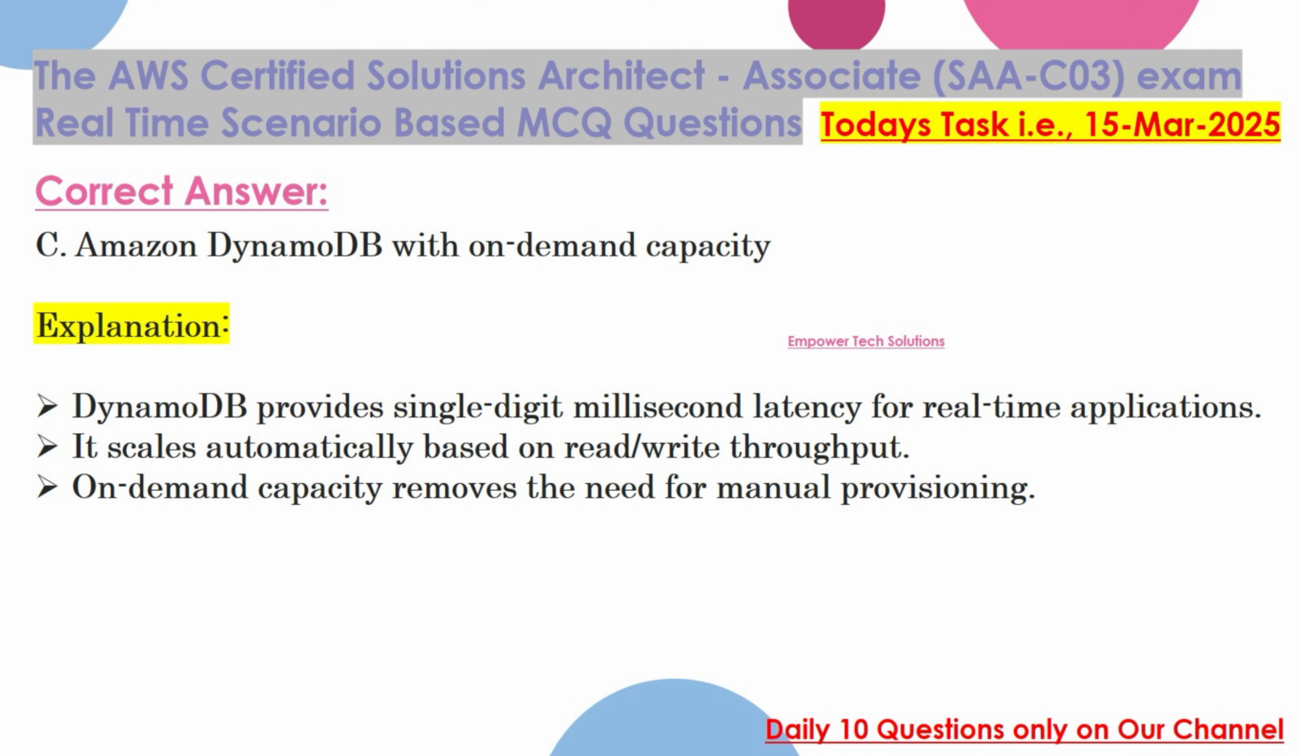Explanation: DynamoDB provides single-digit millisecond latency for real-time applications. It scales automatically based on read/write throughput. On-demand capacity removes the need for manual provisioning.